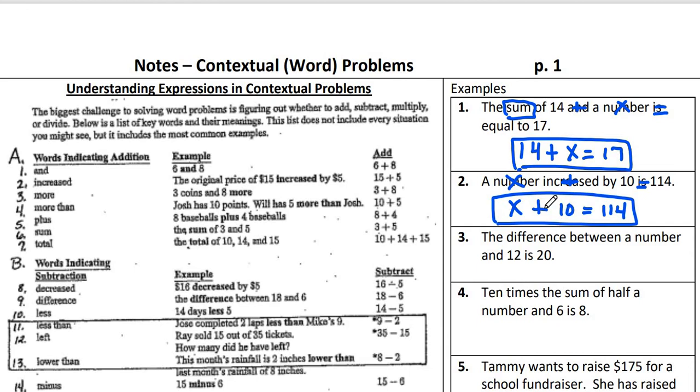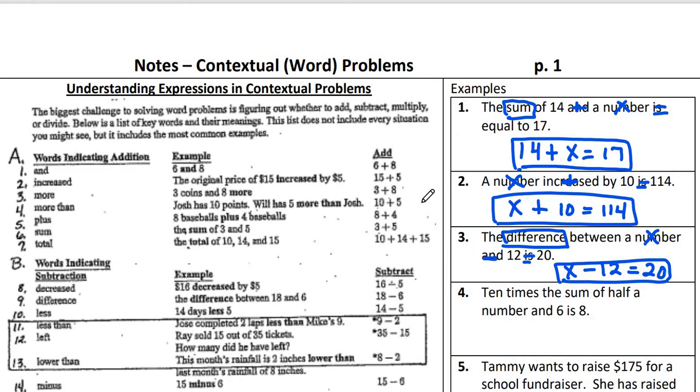Look at example 3. The difference. Difference means to subtract. The difference between a number and 12 is 20. So we have x minus 12 equals 20. And with this word and right here, you have to be careful. Most of the time it does mean to add, but sometimes, if it says difference, then you would write it with a minus instead of a plus.